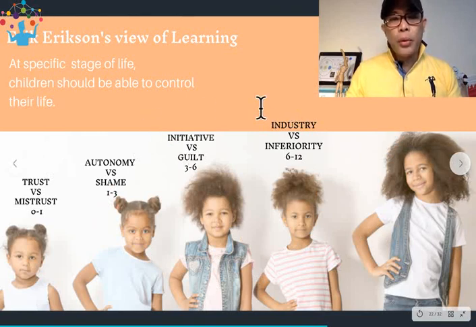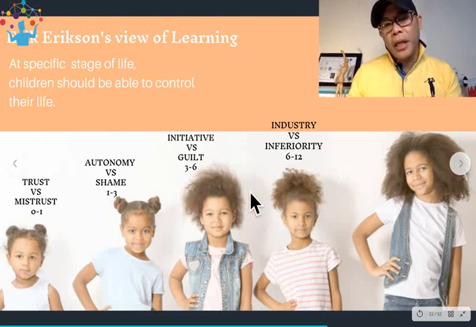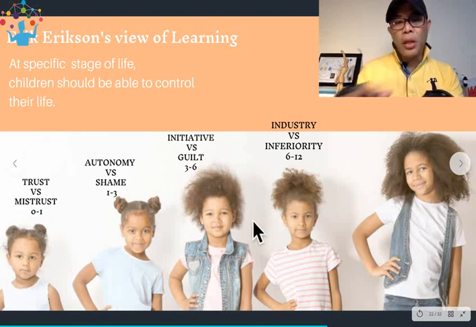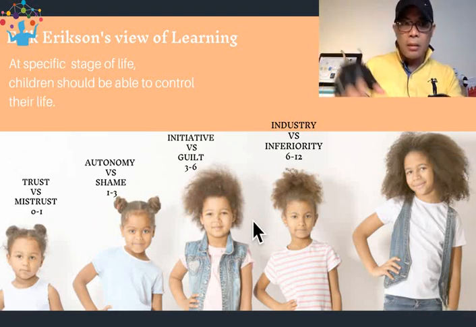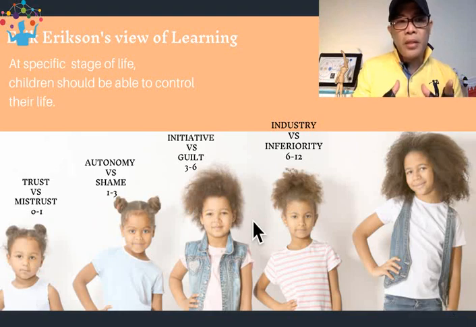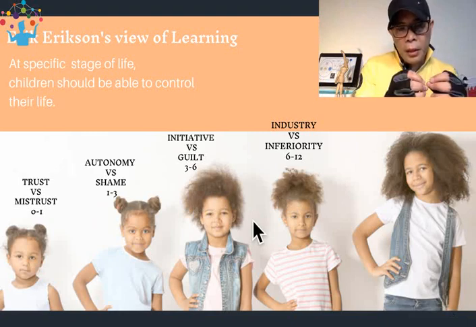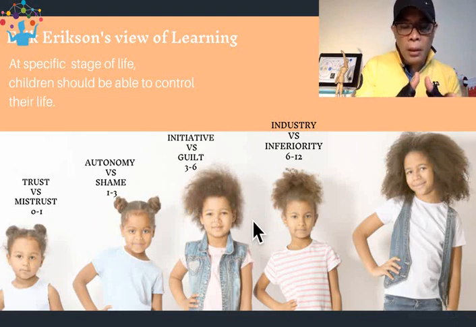All right, let's now go to the next one, which is Erikson's theory. There are actually eight stages. Erikson looks at life in different stages, so he looks at the development of children in succeeding stages, right? It's saying that at a specific stage of life, children should be able to control their life. So there are specific indicators where children are capable of doing something, or capable of controlling a specific area of their lives.